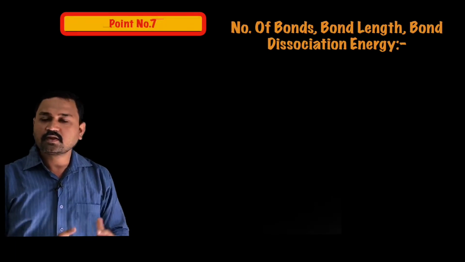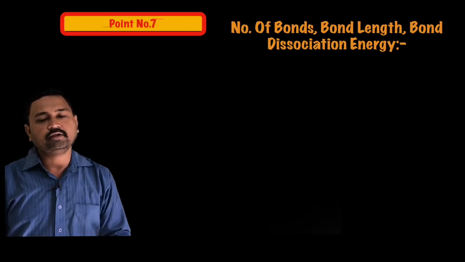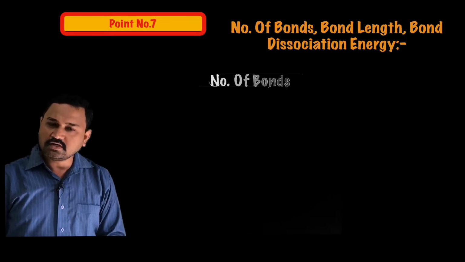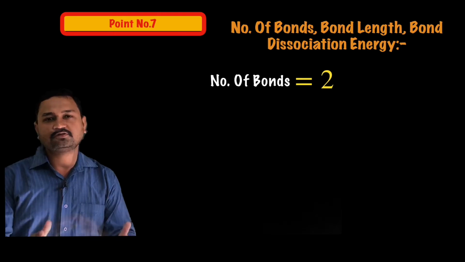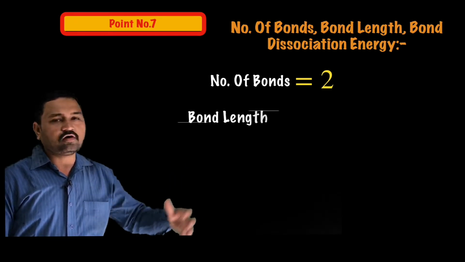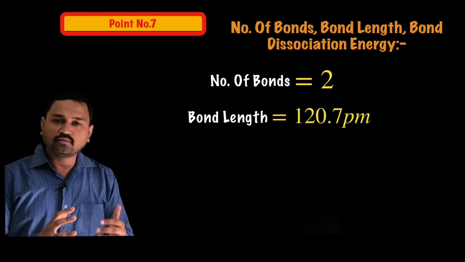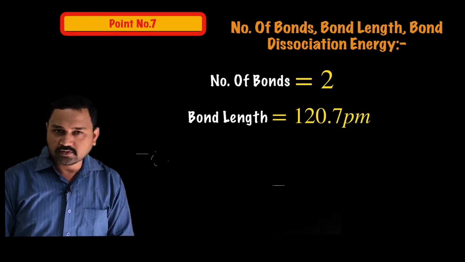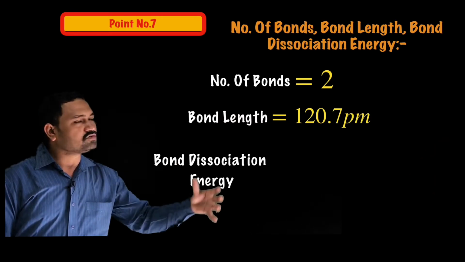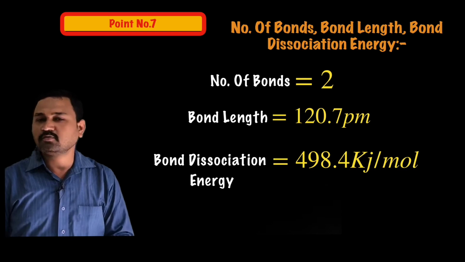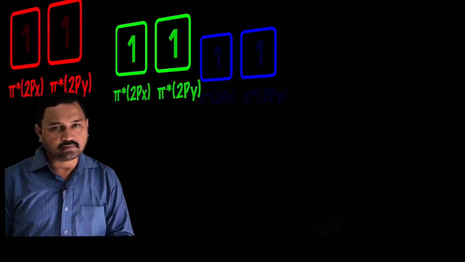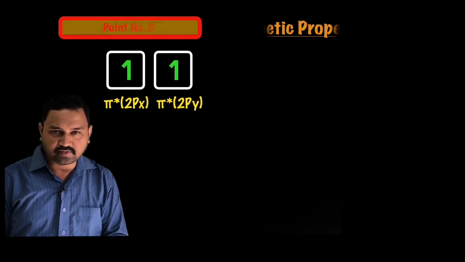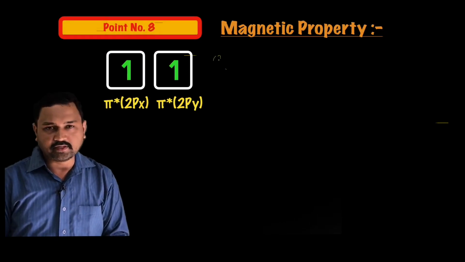Point number 7: number of bonds, bond length and bond dissociation energy. Here you can observe that the number of bonds for the oxygen molecule is 2. The bond length for the oxygen molecule is 120.7 picometer, and the bond dissociation energy for the oxygen molecule is 498.4 kilojoule per mole. Last point, that is point number 8, magnetic property.